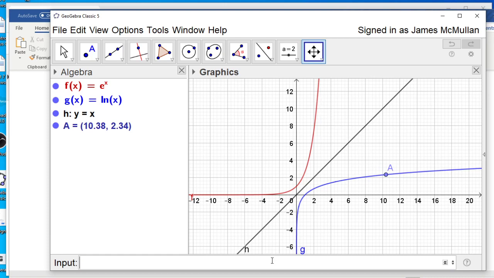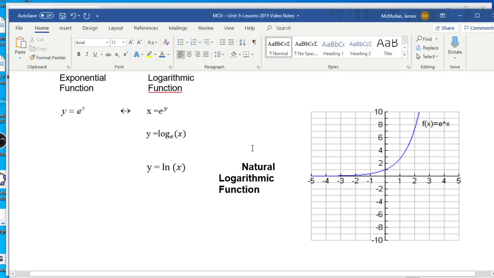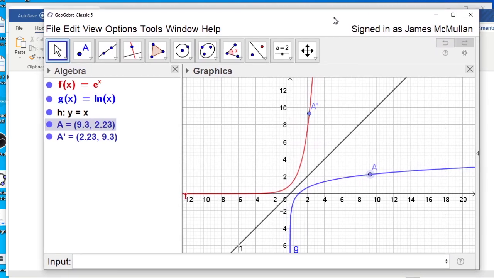And we can do that by saying reflect the point A across the line. The point is always going to be directly across from it. It's always a perfect inverse. Remember, the other way to recognize an inverse is to look at the coordinates. The x coordinate of A is the y coordinate of A prime, and the y coordinate of A is the x coordinate of A prime. The x and y's have swapped, okay?